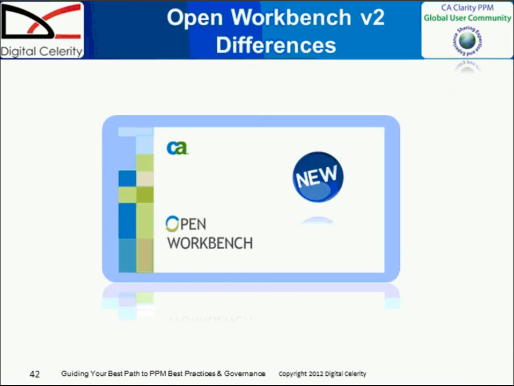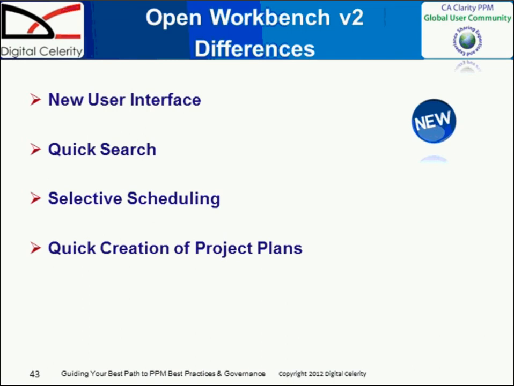I'm just going to briefly go through some slides for some changes in Open Workbench that, if you're an Open Workbench user, you'd find very useful. Basically, within Open Workbench now, the big changes are that it's a new user interface, which is very nice to navigate. It's very similar to some of the other Office environments with the toolbar and the other aspects around the user interface. You can do a quick search now in Open Workbench. You can do selected scheduling, which is very nice because you can actually auto-schedule on a few tasks at a time. And there's quick creation of a project plan, so you can quickly create a project plan right inside of Workbench.